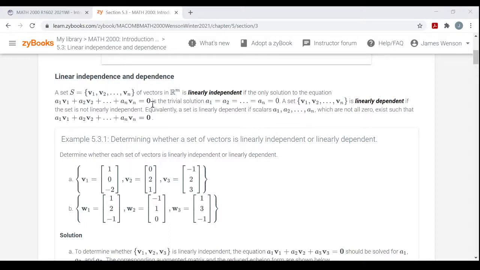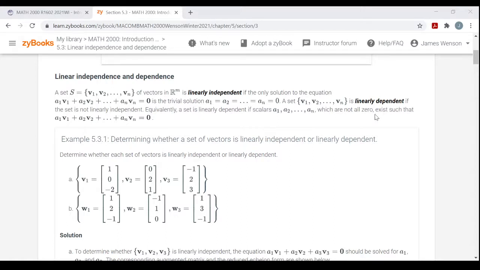Now, if that's not the only solution, then they say that this set of vectors is linearly dependent. Right? A set of vectors is linearly dependent if it's not linearly independent. So if this homogeneous system that we set up has more than just the trivial solution, then the set of vectors involved is said to be linearly dependent.